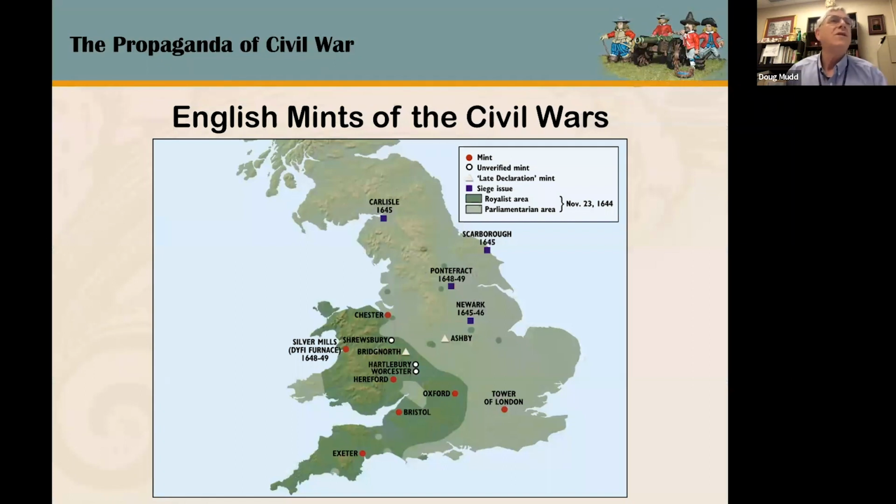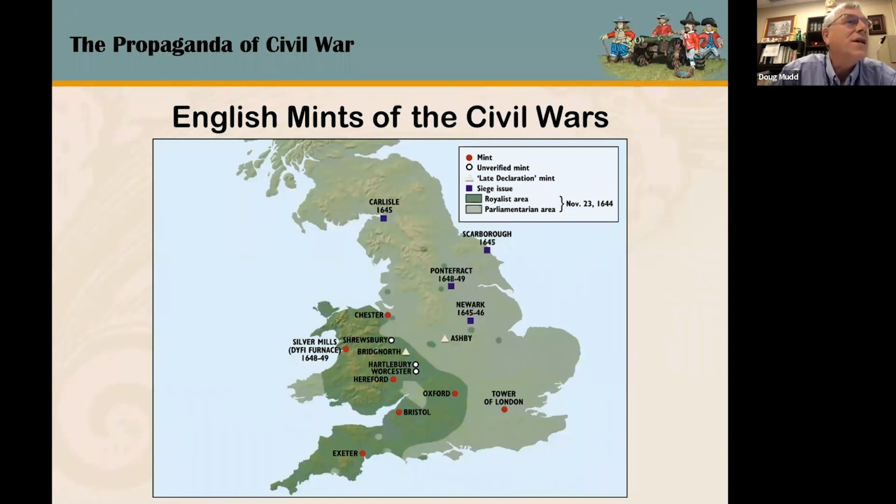Now, during the Civil War, both sides had to figure out what they were going to do about issuing coins, and in particular, since Charles did not get control of London, and the Tower of London was where the major mint of the nation was, Parliament managed to control that and kept control throughout the war. So Charles was forced to use other mints.